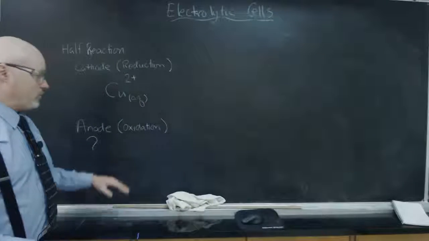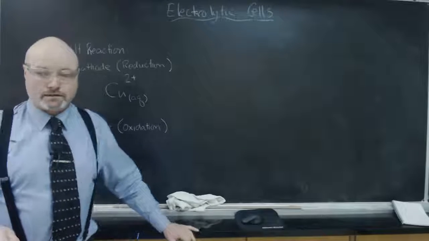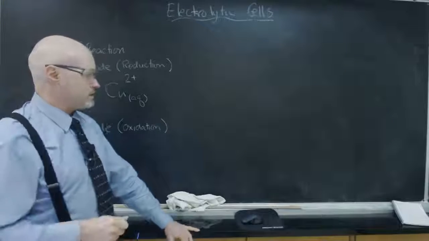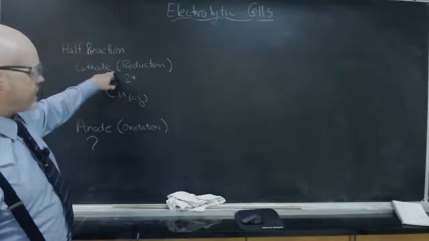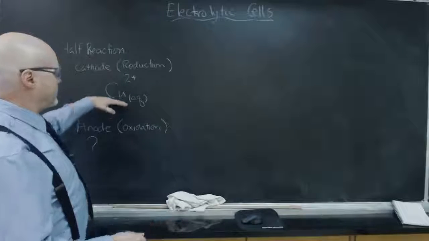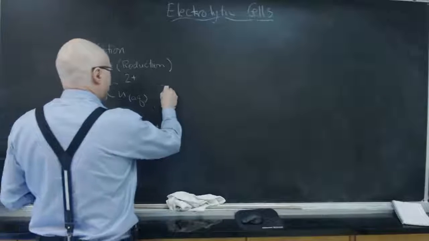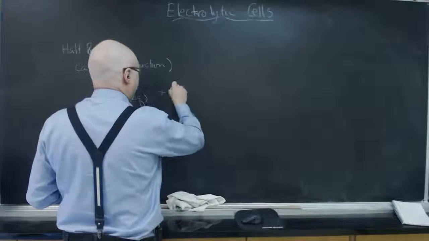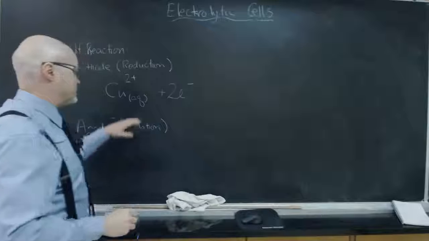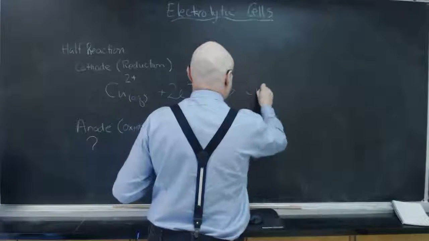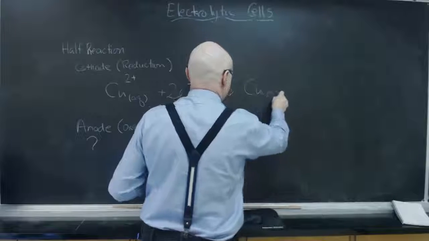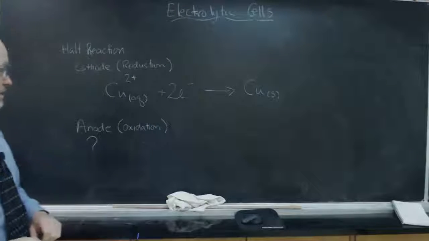At the anode, though, there has to be an accompanying oxidation. There has to be a source of electrons. So let's take a look at what the cathode reduction looks like. We have copper 2+ ions. What we are expecting to see are 2 electrons added to that aqueous copper. And we are going to see this turn into solid copper. That's what we are expecting to happen.